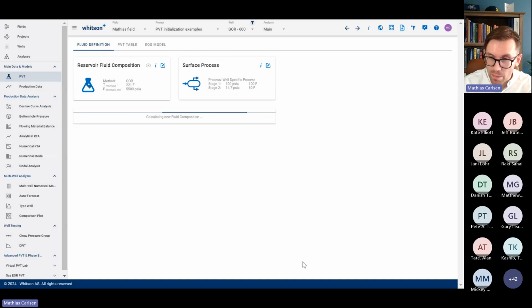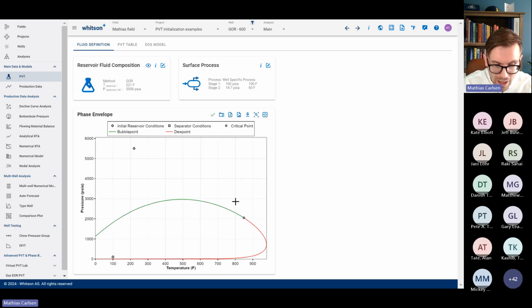And again, what should we expect? GOR is a little bit higher. What was the saturation pressure for the 350? It was around 1700. Now we're seeing what's happening with the phase envelope, right? This is the phase envelope. So this is like we take a slice of this other phase envelope that we looked at, and we look at it in the pressure temperature space.